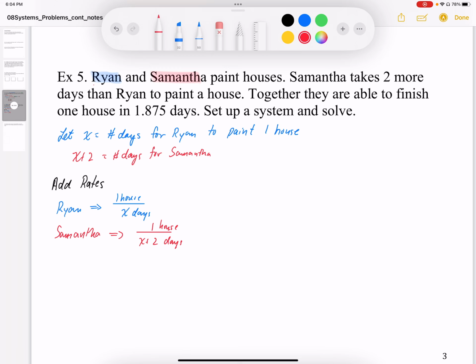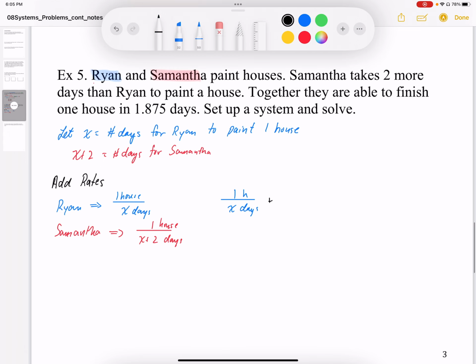Okay, well, if I have their rates, I can add the rates together, and the rate that they're going to get together is one house in 1.875 days. So this is what my equation is going to look like. My equation is going to be one house for X days plus one house in X plus 2 days, and that's going to equal the total rate, which is one house in 1.875 days.